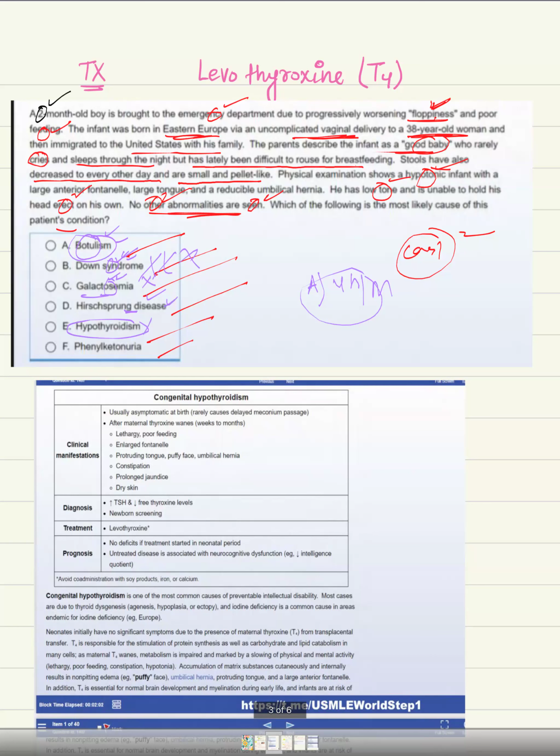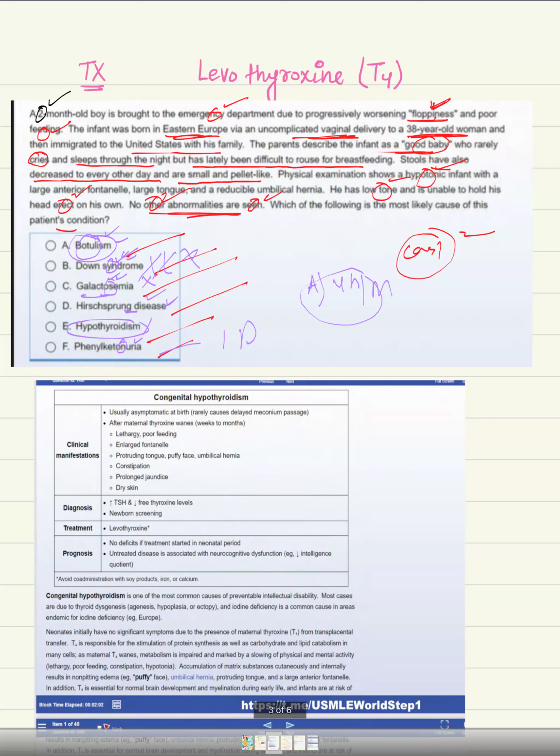And then we have phenylketonuria. Again, phenylketonuria can cause intellectual disability. Hypothyroidism can cause intellectual disability, but we have to differentiate from other symptoms. What are the other symptoms? Phenylketonuria will cause a musty body odor. It will cause light pigmentation. So here no such symptoms are described.